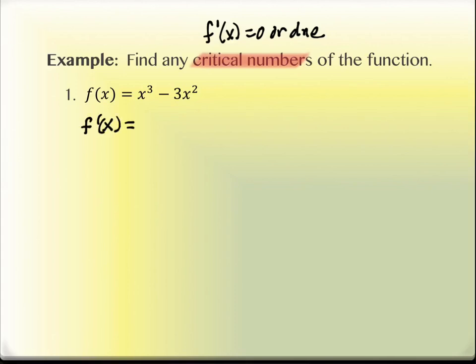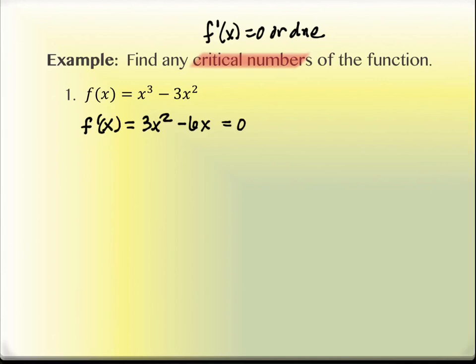What's the derivative of x cubed? 3x squared. And what's the derivative of negative 3x squared? Negative 6x. And we all said, oh, right? Yeah, we do. Now, we can set this equal to 0. It's great. There is no does not exist on this.